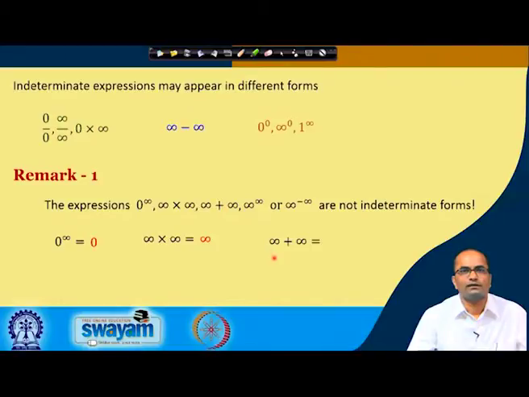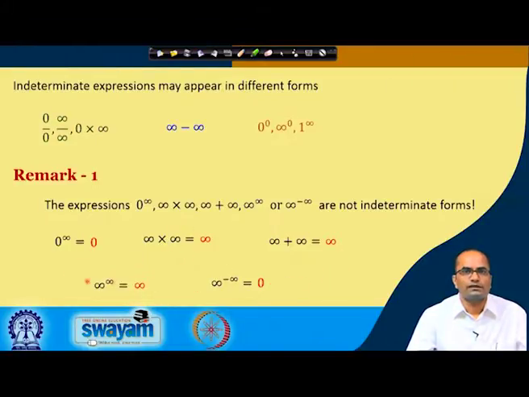Again, infinity plus infinity will become infinity, and infinity power infinity, for the same reason, will also be infinity. Infinity power minus infinity we can rewrite as 1 over infinity power infinity, and infinity power infinity is infinity. So this will become 1 over infinity, which is 0. So these forms are not indeterminate forms.